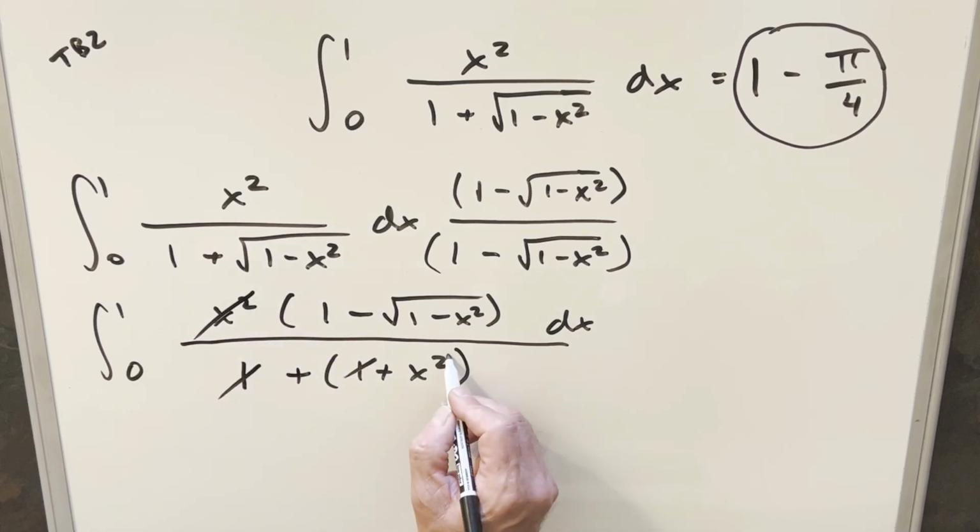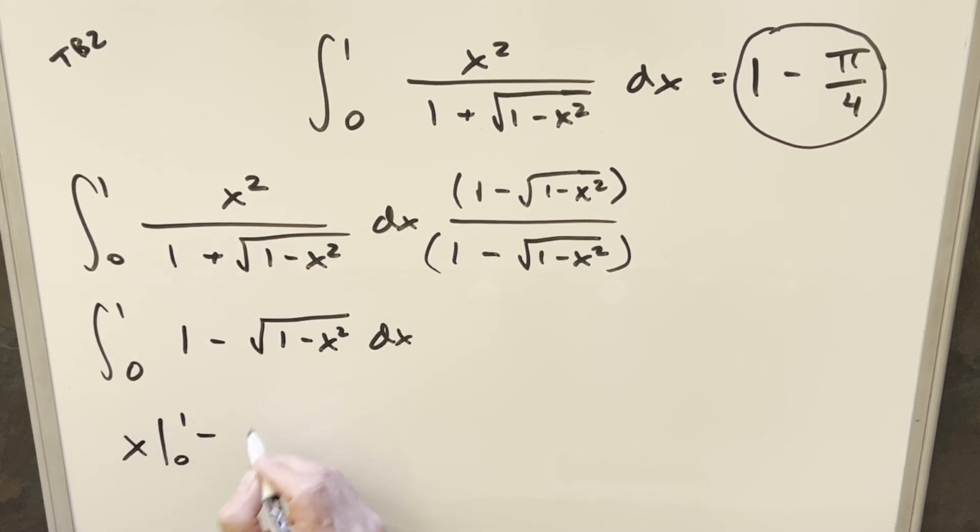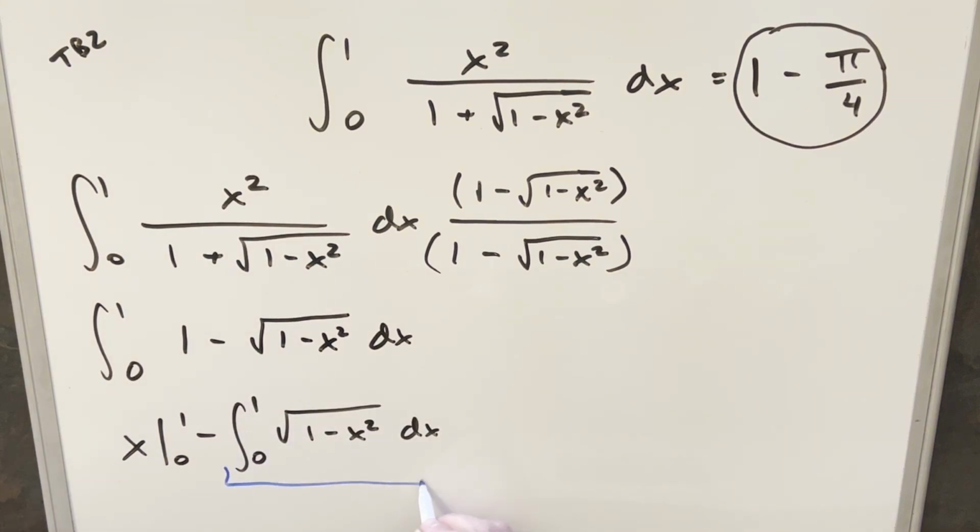X squareds cancel, and now we just need to integrate this thing. But now here we can split this into 2 integrals. We're just integrating 1 here, so we might as well just do it. Integral here of 1 is going to be x evaluated from 0 to 1 minus this integral right here. But now this right here may look familiar to you.